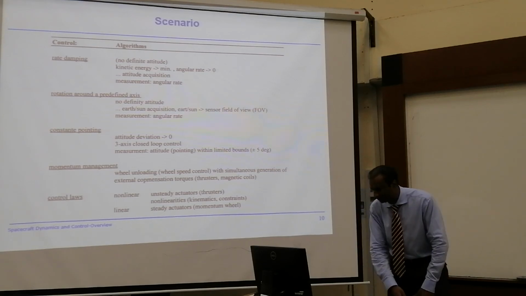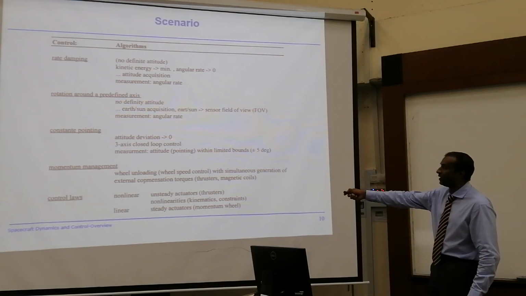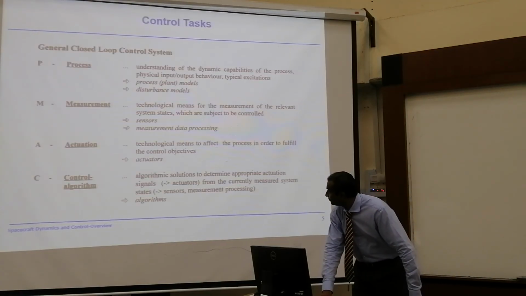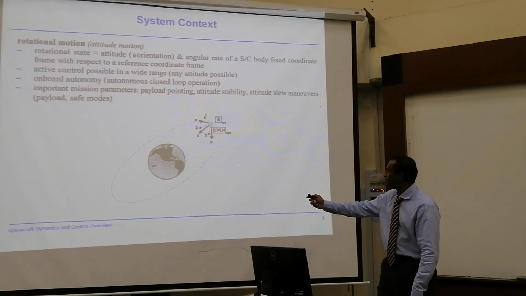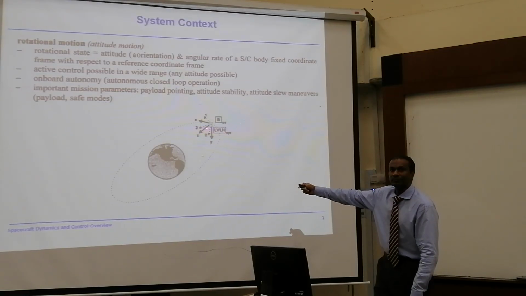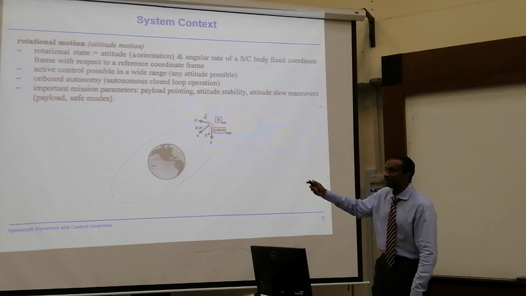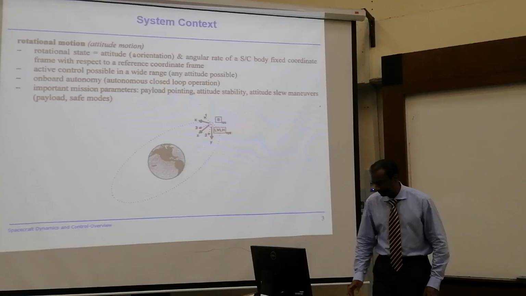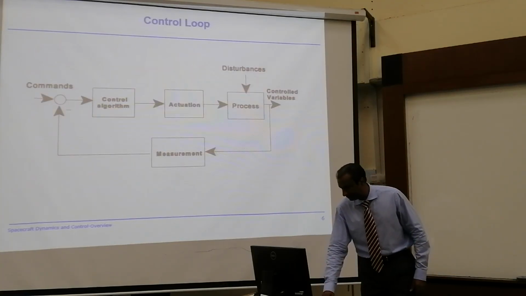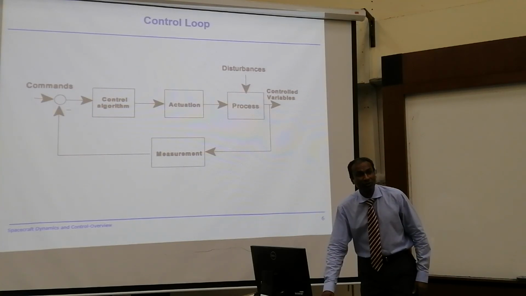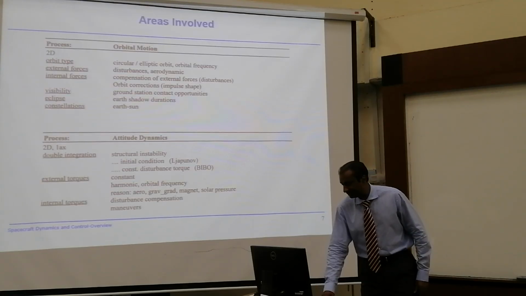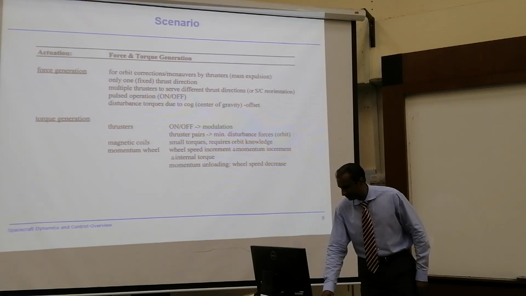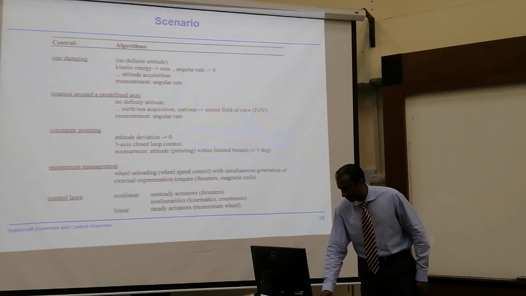Constant pointing. The goal is always deviation is 0. If 0, what happens? Everybody is together. But it will never happen. Good things are very difficult to happen. Bad things always happen. Right?